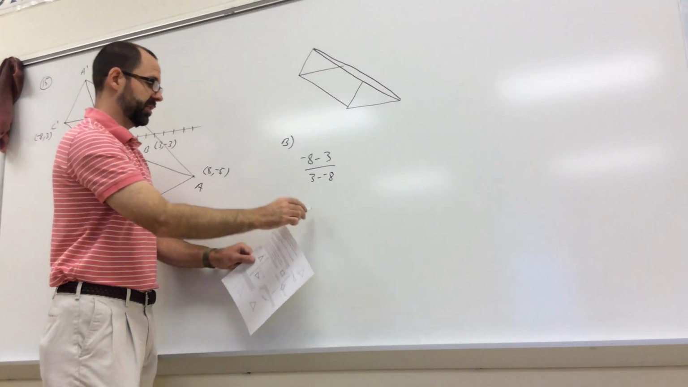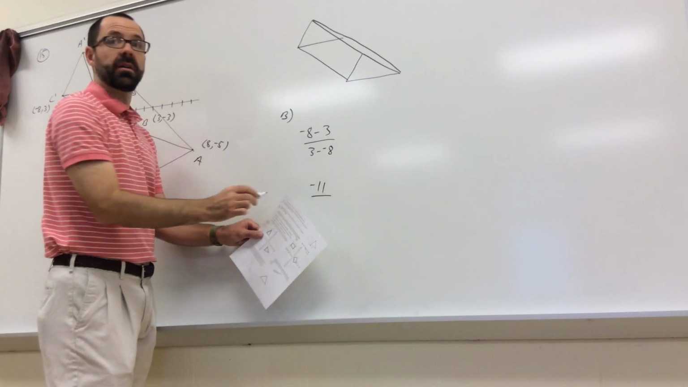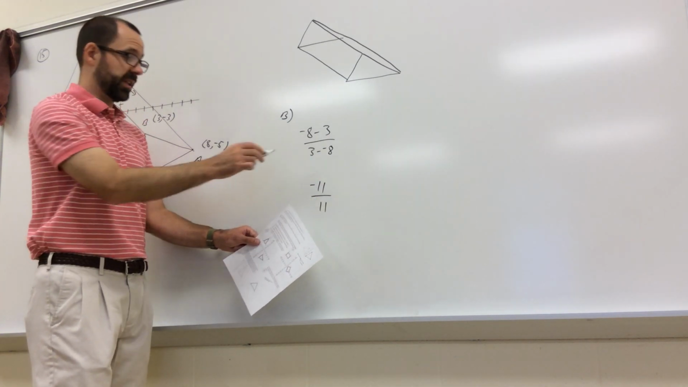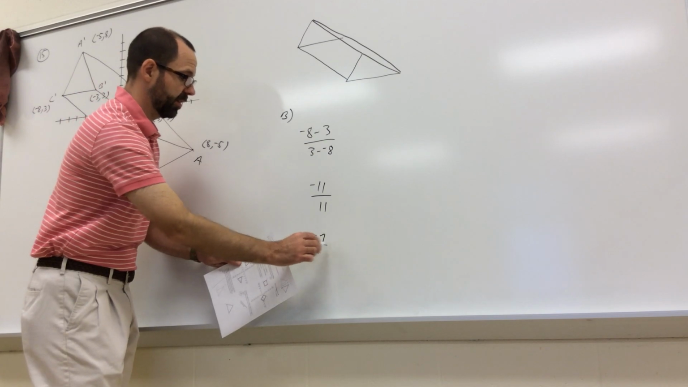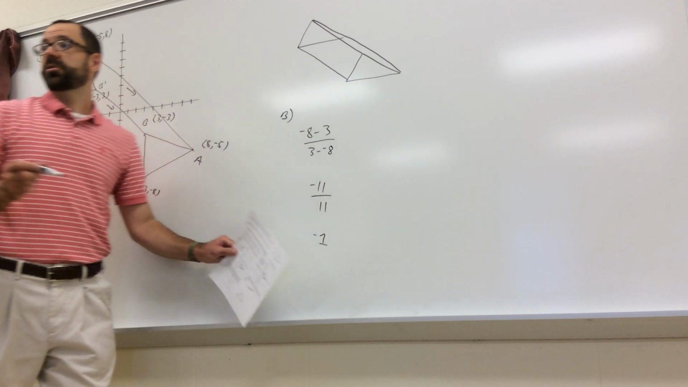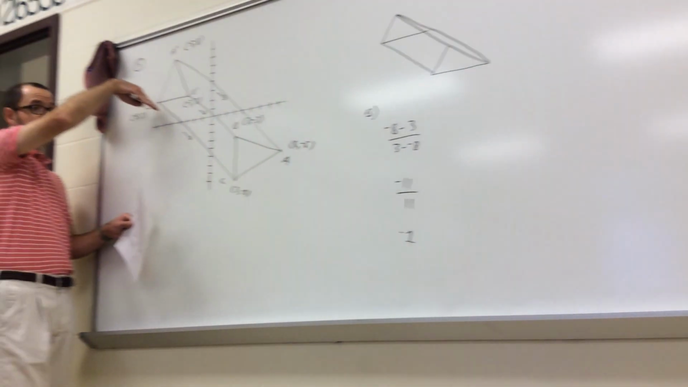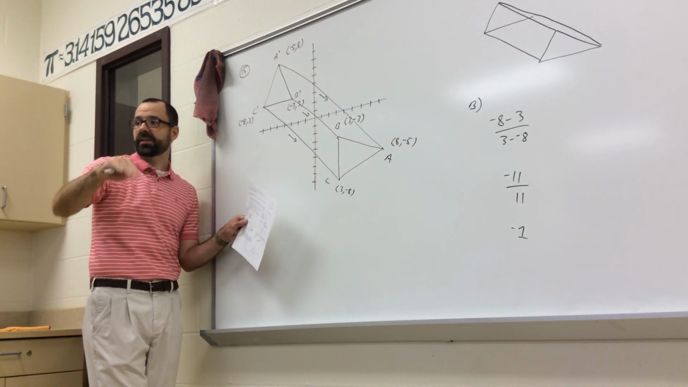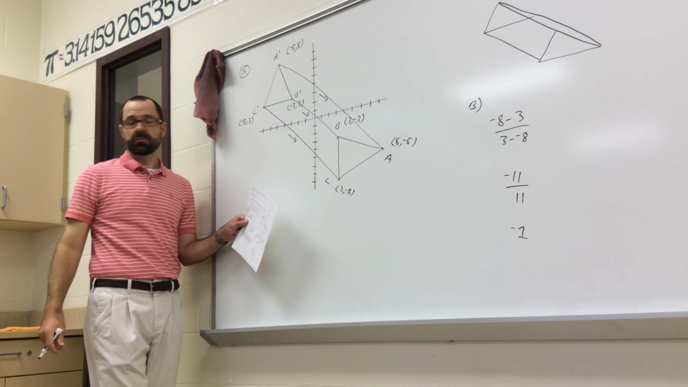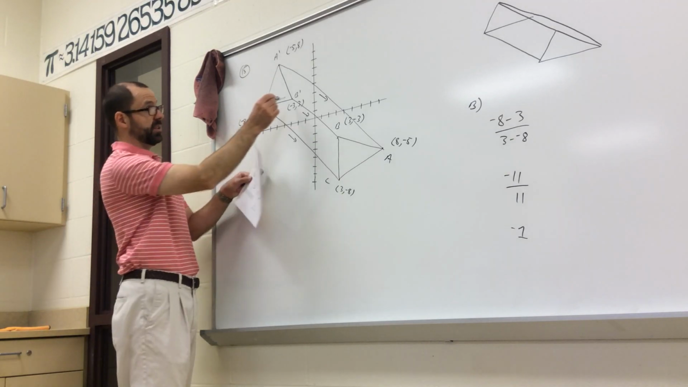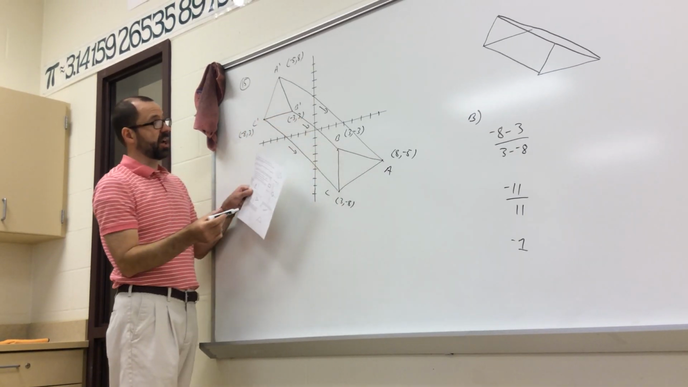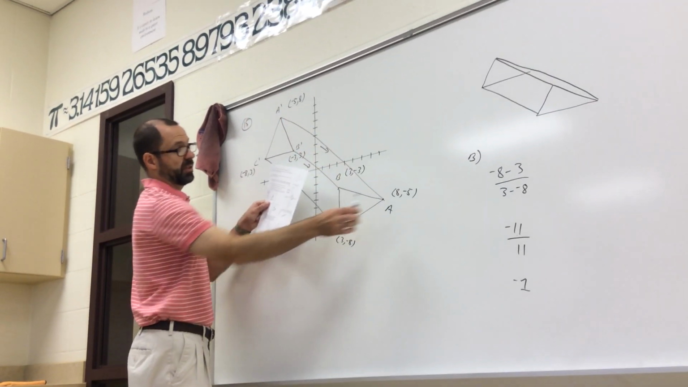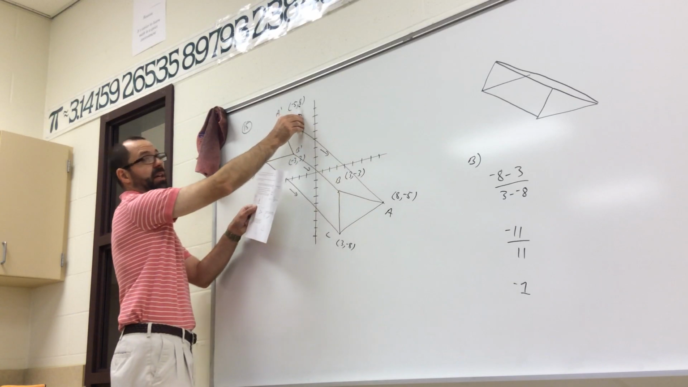Okay, so -8 minus 3 is -11. And 3 minus -8 is 11. So then that divides out to be -1. So what that means is the slant of this line is a -1 slant. And it looks like this one's the same slant, but I'm going to check. Actually, I'm going to do A prime to A. So that's -5 minus 8.